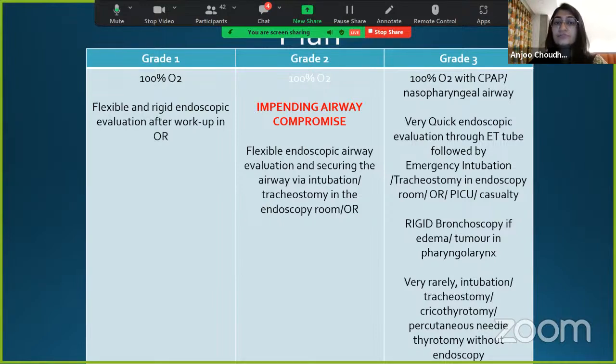Oxygen can be started because this is a stage where there is some impending airway compromise, and if not acted on quickly, then it may result in some catastrophic event. But we still have time here to evaluate the airway before intubating this child.